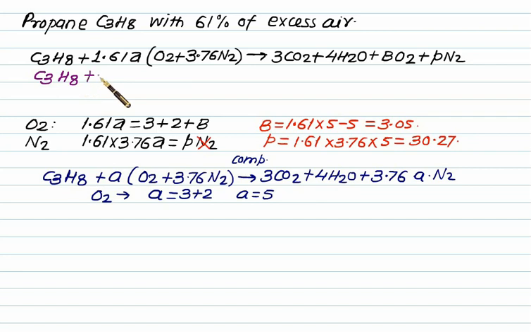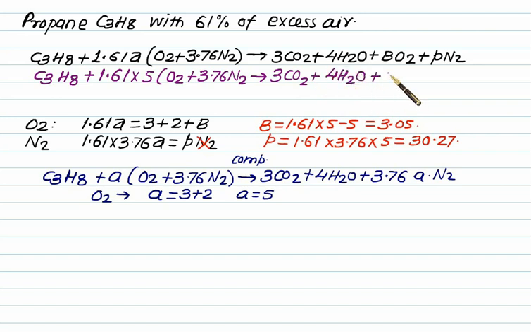Your reaction is C3H8 plus 1.61 multiplied by A O2 plus 3.76 N2 giving 3 times CO2, 4 times H2O, plus 3.05 times O2 plus 30.27 N2. That is, we have 3 moles of carbon dioxide, 4 moles of water vapor, 3.05 moles of oxygen and 30.27 moles of nitrogen. Now here we'll take propane burned with 30% deficient air.